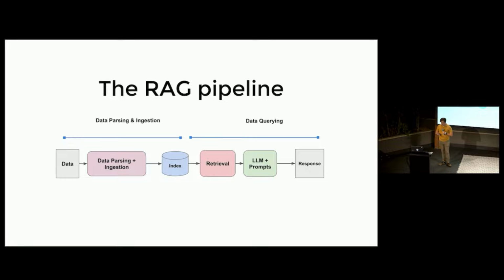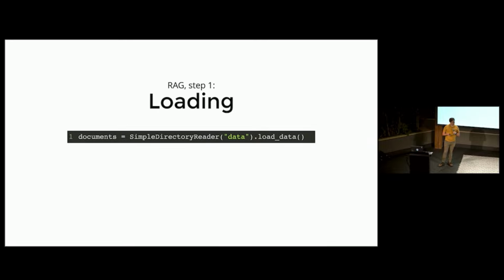Let's talk about how you build a RAG pipeline in practice. You have to ingest your data. You have to parse it into chunks. You have to embed those chunks. You have to store those chunks in a vector store. And then you use a query to perform semantic search on the chunks that are in your vector store. You take the chunks that you retrieve and you give those chunks to an LLM to answer your question. That's a lot of steps. Let's look at each step in LlamaIndex.